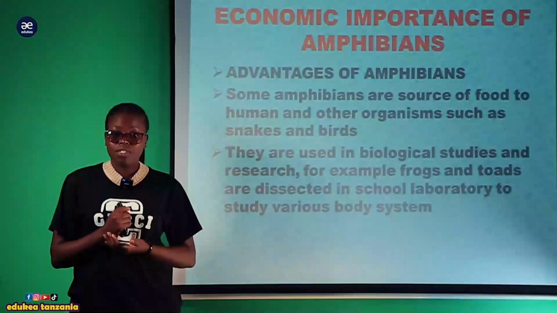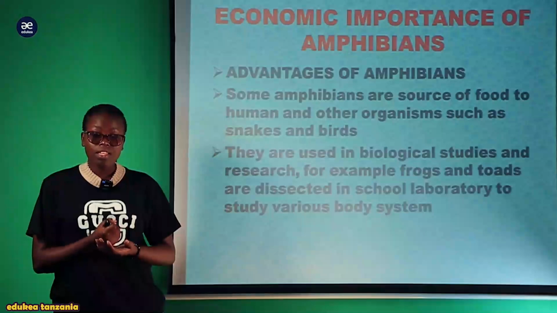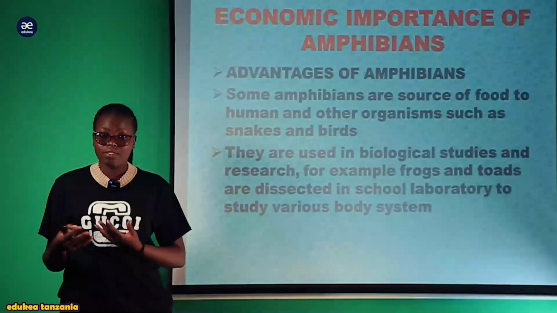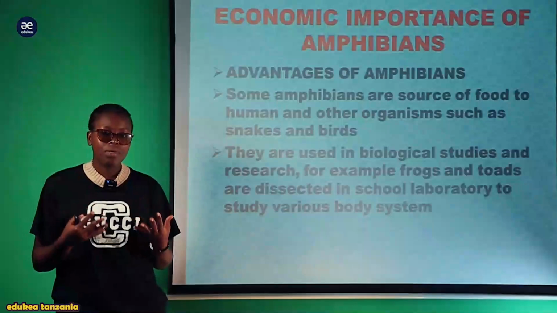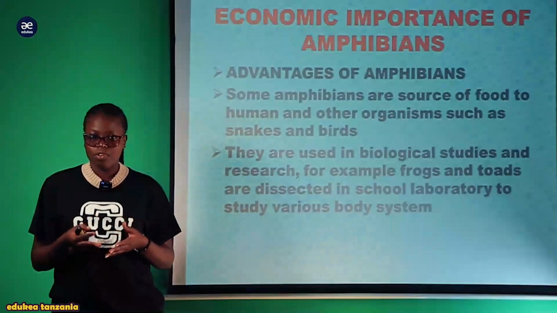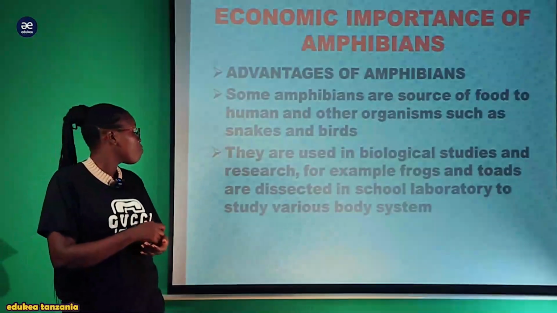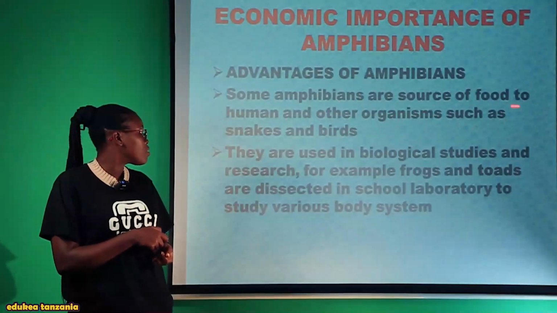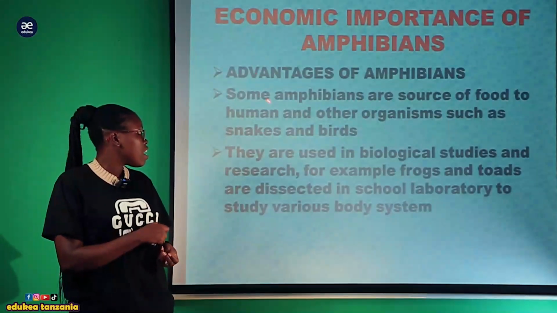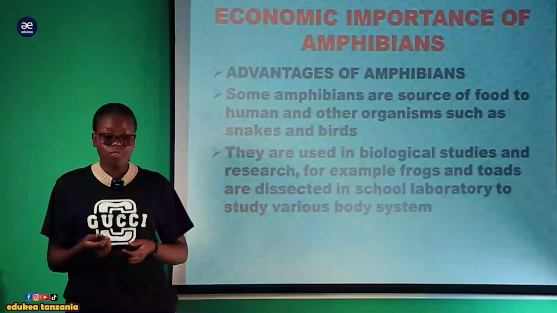Now the economic importance of the amphibia. The same tuviangalia kwa other classes vile vile, amphibians nao wana faida nyingi sana kwa human beings, kwa other organisms and so forth. So the advantages now, some amphibians are a source of food to humans and other organisms such as snakes and bats. So there are some amphibia wanatumia kama source of food.